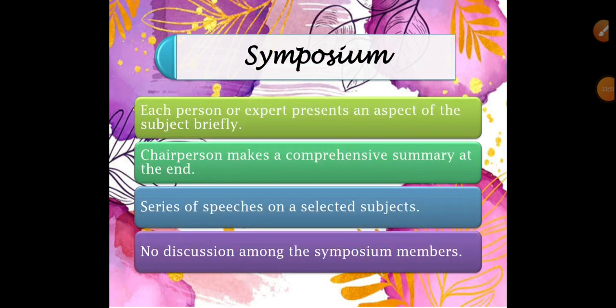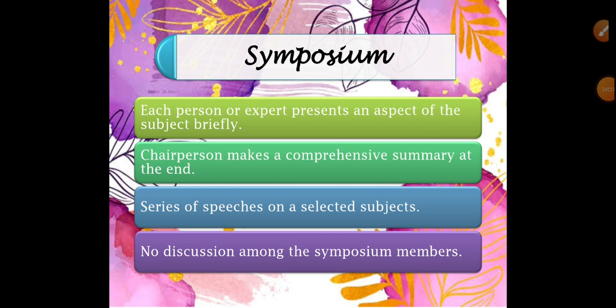Next is symposium. Each person or expert presents an aspect of the subject briefly. Chairperson makes a comprehensive summary at the end. Series of speeches on a selected subject. No discussion among the symposium members.